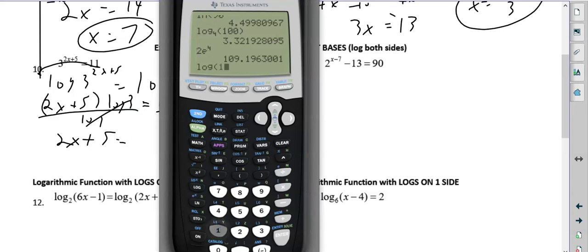Log 11. Now, remember, don't do this. Divided by log 3. If you do this, the calculator is going to do 11 divided by log 3 and then take the log of that. So remember, make sure when you do log 11, you close those parentheses. Then you divide by log 3. And you get 2.18.